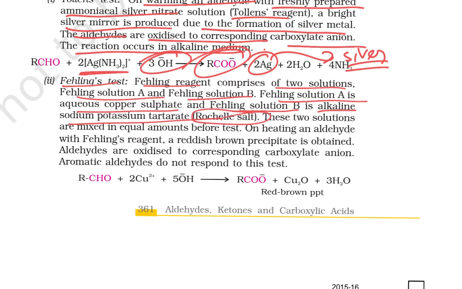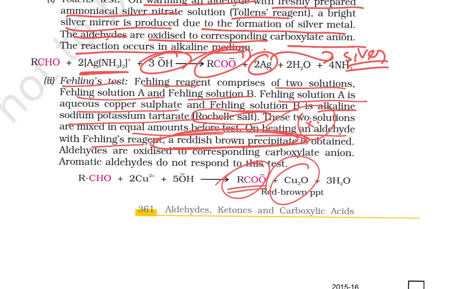Okay, this is more important. These two solutions are mixed in equal amounts before the test, on heating with aldehyde. So Fehling's reagent gives a reddish brown precipitate. This is very, very important. A reddish brown precipitate is obtained. Okay, so this is your reddish brown precipitate. This is your carboxylate anion.